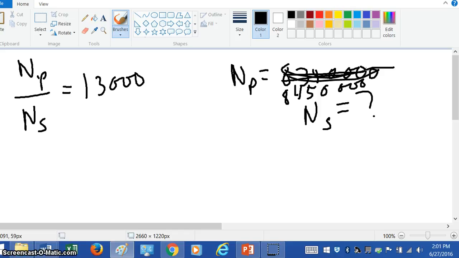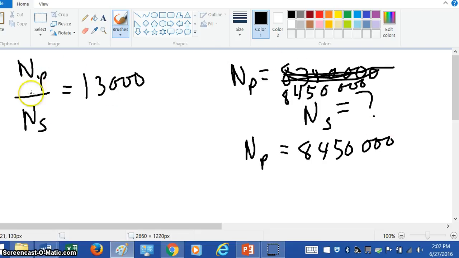So how do we do that? How do we solve for the number of turns in the secondary? We know the number of turns in the primary. Let me rewrite that just to make sure it's clear. Number of turns in the primary is 8,450,000. I think I was looking at another example. Sorry about that.